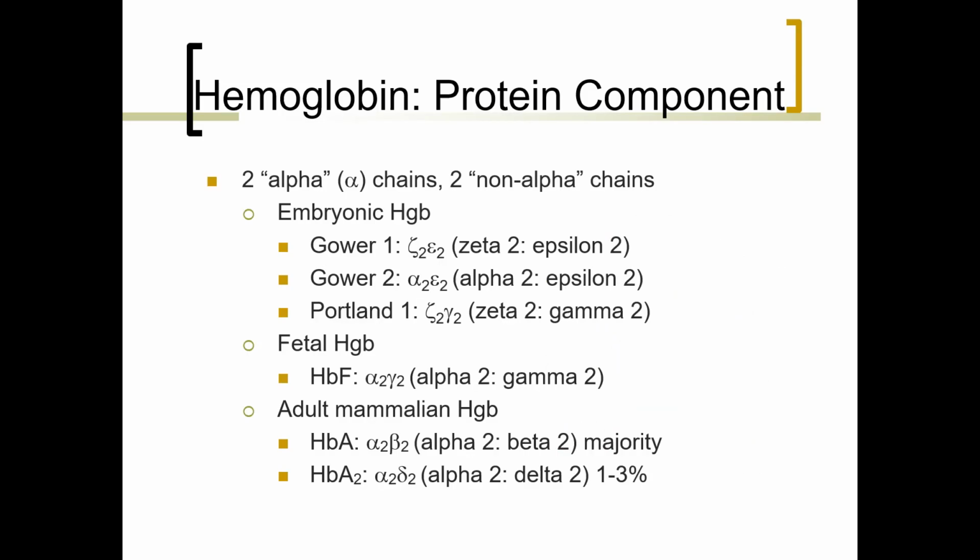So talking more about the protein components, there's those 4 subunits that you would see. And depending on what type of hemoglobin we're referring to, there's going to be different types of subunits. Embryonic hemoglobin comes in a Gower1, Gower2, and Portland version. The Gower1, for example, has 2 zeta chains and 2 epsilon chains. Fetal hemoglobin comes in 2 alpha chains and 2 gamma chains. Adult mammalian hemoglobin is 2 alpha chains and 2 beta chains for the most part. But in 1 to 3% of the hemoglobin molecules in the human body, you will see hemoglobin A2, and that's 2 alphas and 2 deltas.